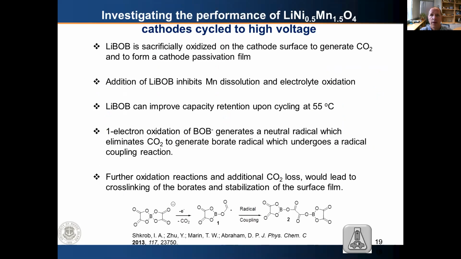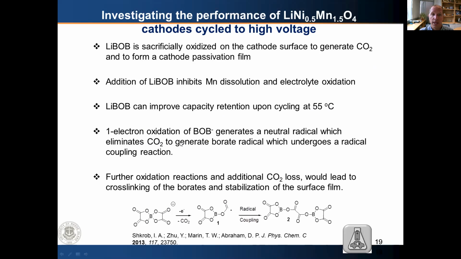So the summary here of our investigation of LiBOB is that LiBOB is clearly sacrificially oxidized on the surface of the cathode, which generates CO2 and also forms a cathode passivation film. The addition of LiBOB inhibits manganese dissolution and also electrolyte oxidation, and LiBOB can improve the capacity retention upon cycling at 55 degrees centigrade. Unfortunately, it does not significantly improve the overall efficiency, which we'll see some other additives do shortly.